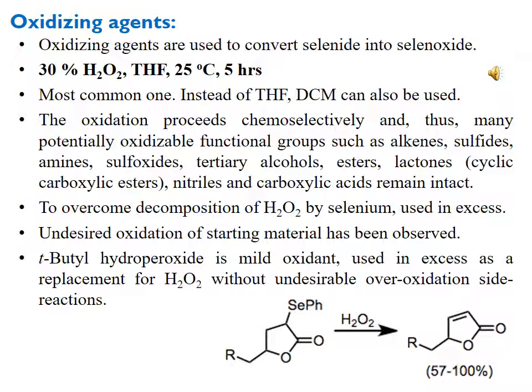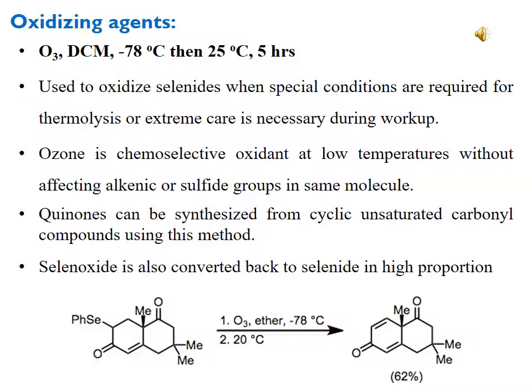Here is an example in which a selenide, which is directly attached to phenyl from one side and a 5-membered ring on the other side, is converted into selene oxide, and which is converted into alkene after the elimination process. Another oxidizing agent used for this purpose is ozone. DCM is used at a temperature of minus 98 degrees C starting, and then it is moved to room temperature, that is 25 degrees C, and the time of reaction is 5 hours.